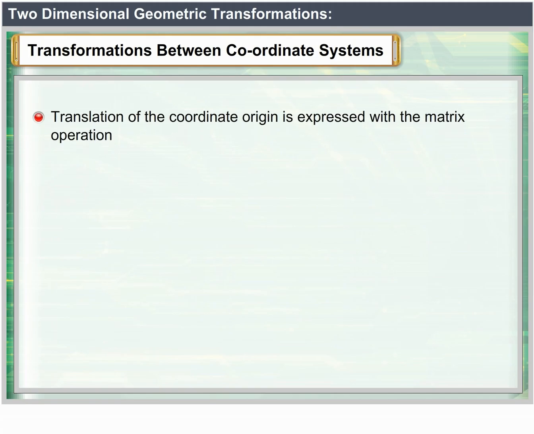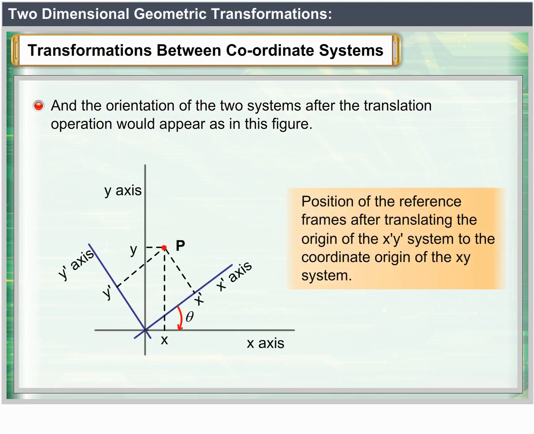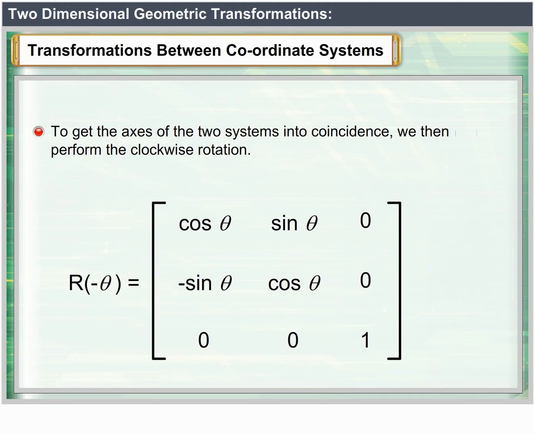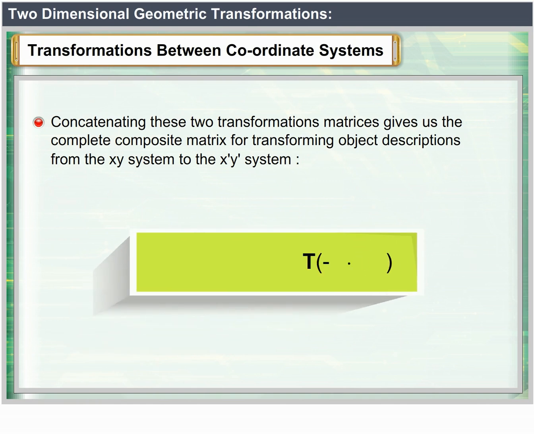Translation of the coordinate origin is expressed with a matrix operation, as shown below. And the orientation of the two systems after the translation operation would appear as in the figure that follows. Position of the reference frames after translating the origin of the x'-y' system to the coordinate origin of the xy system is shown in this figure. To get the axes of the two systems into coincidence, we then perform the clockwise rotation, which is represented in this matrix. Concatenating these two transformation matrices gives us the complete composite matrix for transforming object descriptions from the xy system to the x'-y' system: M xy, x'-y' equals R of minus theta and T of minus x0, minus y0.